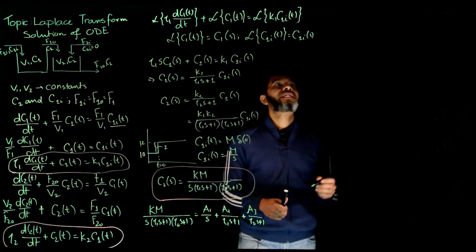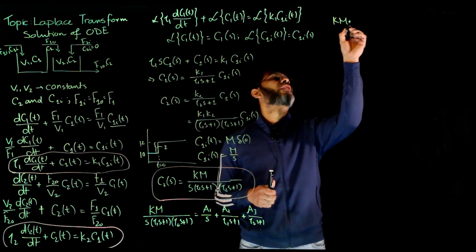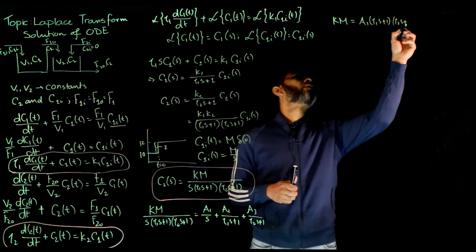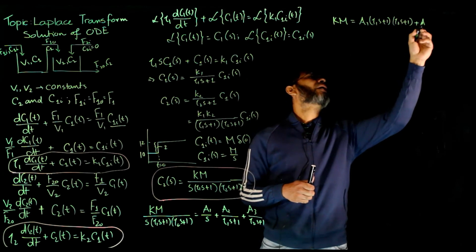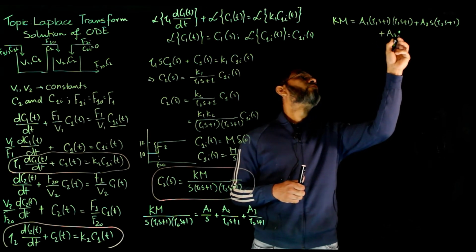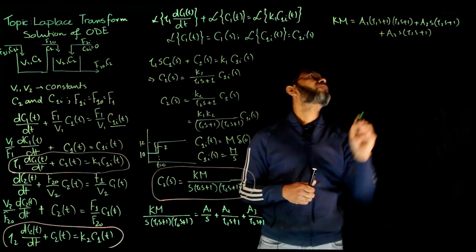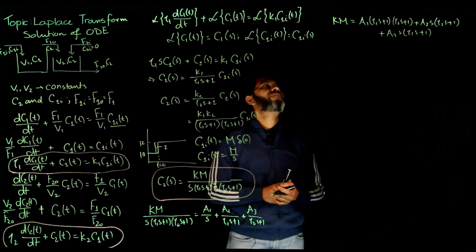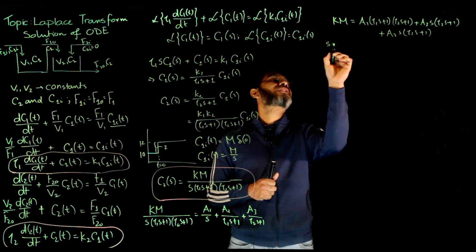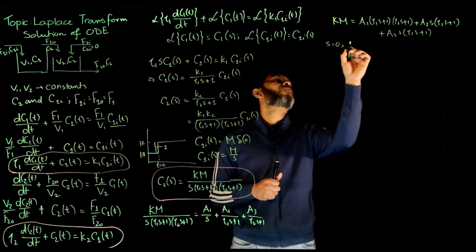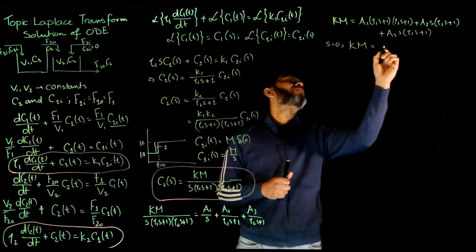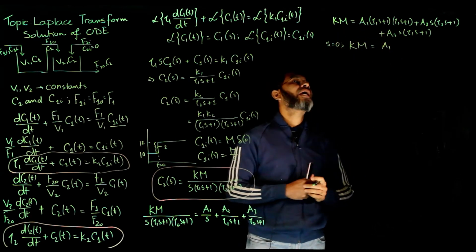So from here we can write that Km equals A1 times (tau 1 s plus 1) times (tau 2 s plus 1), plus A2 s, plus A3 s times (tau 1 s plus 1). Now to evaluate the values of A1, A2 and A3, we can plug in s equals 0. This will give the left hand side as Km, and these two terms will be 0. So we'll have A1 times 1. So A1 equals Km.